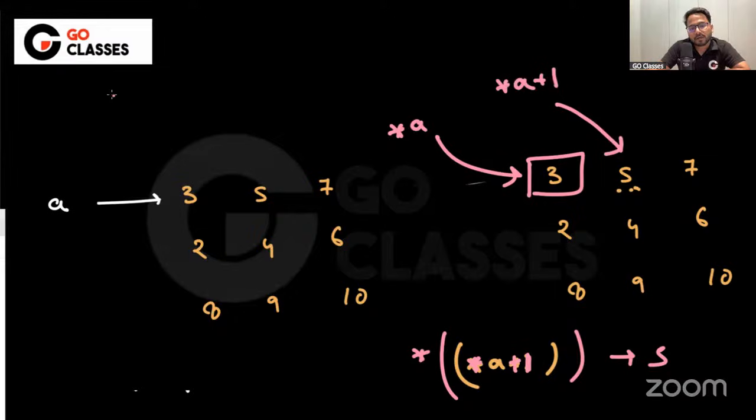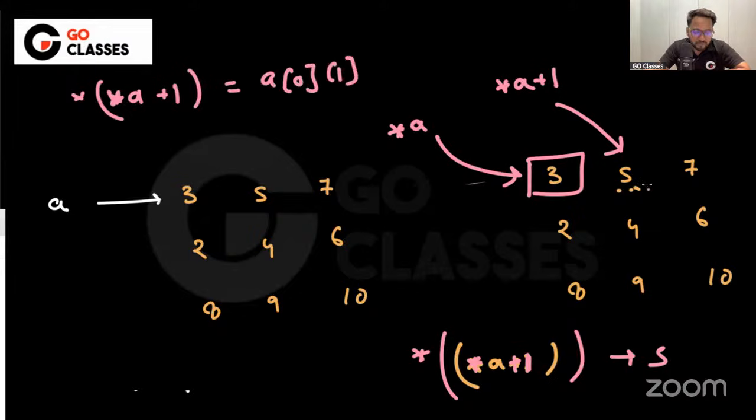Or otherwise, if you are getting confused, star a plus 1 plus a star, for that you can just write it like a[0] + 1. Okay. And then you can see that 5 is the answer. So yes, that could be a silly mistake.